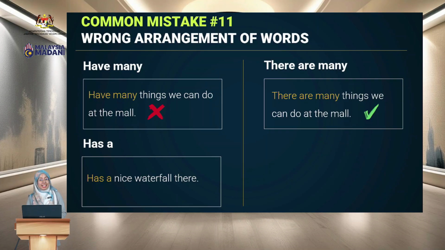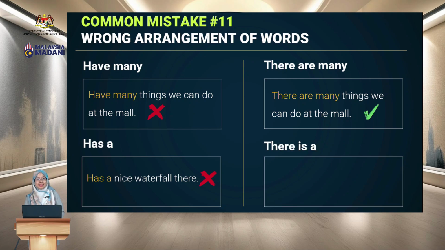Kan? Betul kan? So this is wrong. This is a direct translation. You should write there is a. For example, there is a nice waterfall there. This is the correct answer. Now you know the difference, right? Don't do this anymore, okay, students?